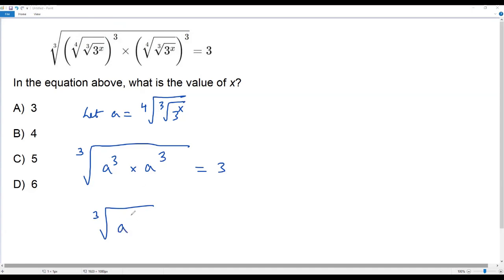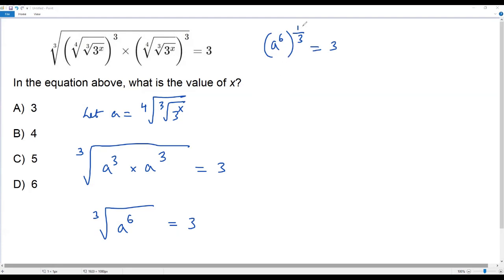Now cube root of a to the third power times a to the third power will become a to the power 6, because whenever we multiply two terms of the same base, we keep the base and add the exponents. That's the product rule of exponents. Then I'm getting 3 on the right side. In my next step, I'm going to write this cube root as an exponent, which becomes 1/3, equals 3.